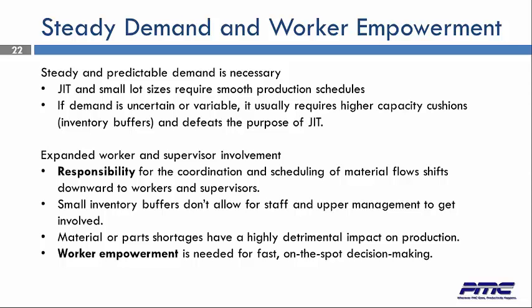Expanded worker and supervision involvement. Responsibility for the coordination and scheduling of material flows shifts downwards to the workers and the supervisors. Small inventory buffers don't allow for staff and upper management to get involved. So worker empowerment is needed for fast, on-the-spot decision making. This is why worker empowerment is one of the principles of lean.